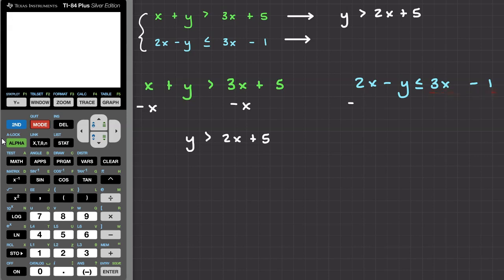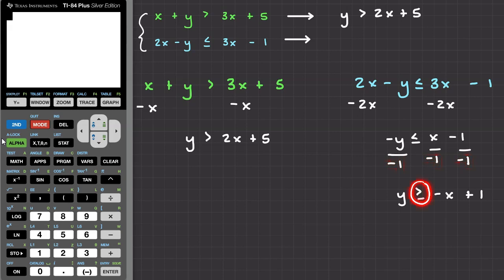We'll start by subtracting 2x from both sides of the inequality. Now I have negative y is less than or equal to x minus 1. Our last step will be to divide all terms in the inequality by negative 1. Now I have y is greater than or equal to negative x plus 1. Be careful here. Anytime that you divide or multiply by a negative, you'll need to reverse the direction of the inequality. This should read y is greater than or equal to negative x plus 1.